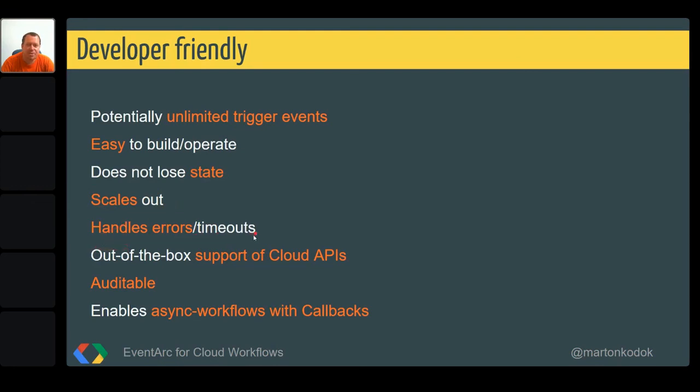It handles errors and timeouts. You could write a much more complicated workflow system to take care of errors and timeouts, but if you are using connectors, those have inbuilt elements to handle retries and operations for you as well. Out of the box support for cloud APIs, anything which is a cloud API. It's auditable. If you have a project in a financial or regulated, let's say, aviation industry, workflow is auditable. It enables async workflow with callback, so you can have a human in the loop factor, which is a nice addition as well.